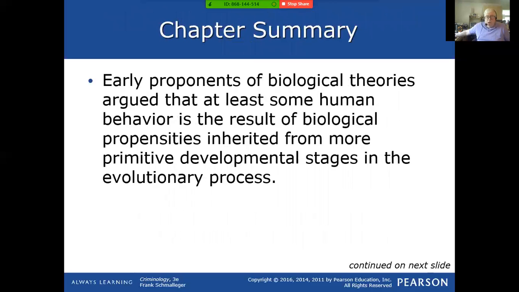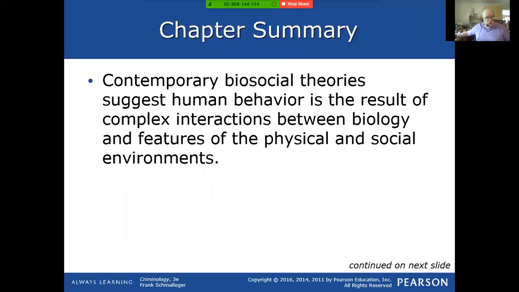So, chapter summaries. Early proponents of biological theories basically argued that some human behavior is a result of biological propensities that were inherited from more primitive developmental stages in our process. You can find this list at the beginning of the chapter. There's a nice little graphic there with the presumptions.